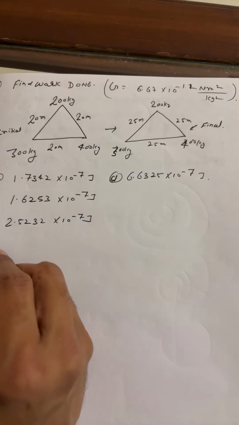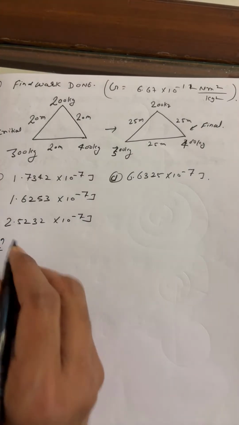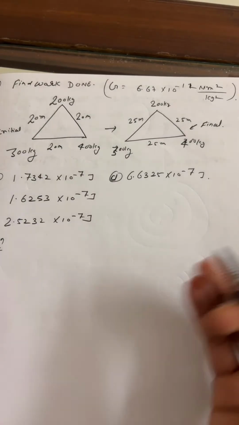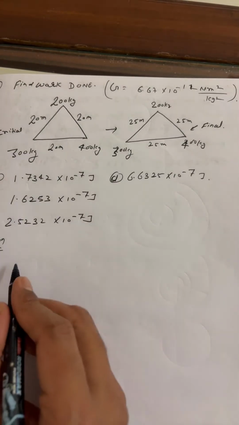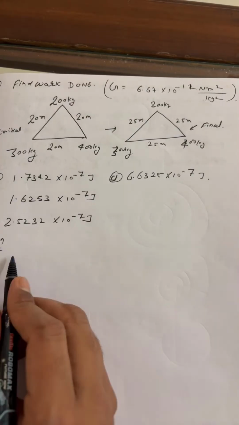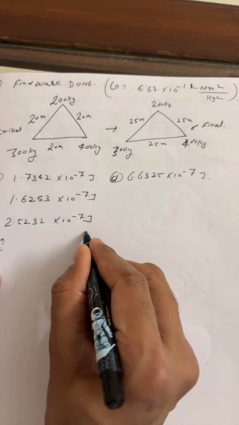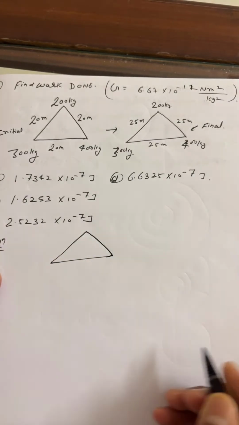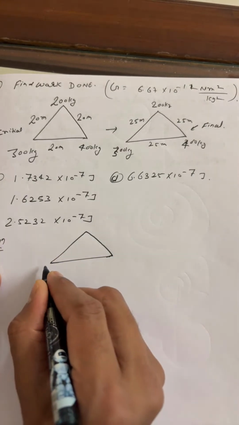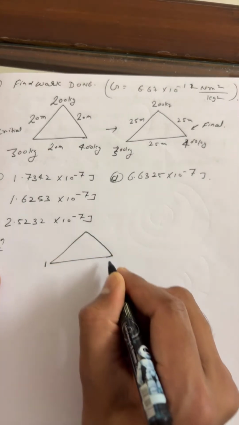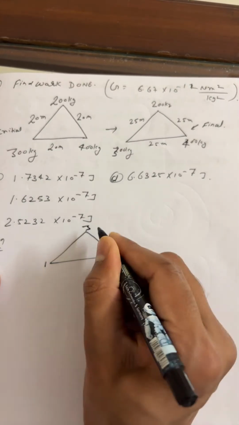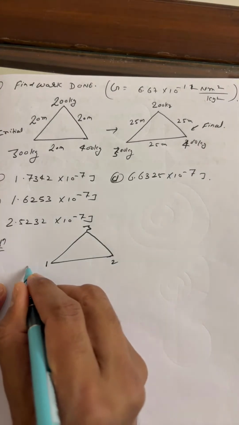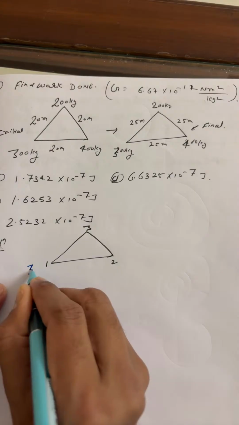For finding work done, I'm not just solving questions, I'm giving the concept as well. So here, students, there are things you should keep in your mind. This is point one, this is two, this is three. Right, my dear? So what are the masses mentioned here?